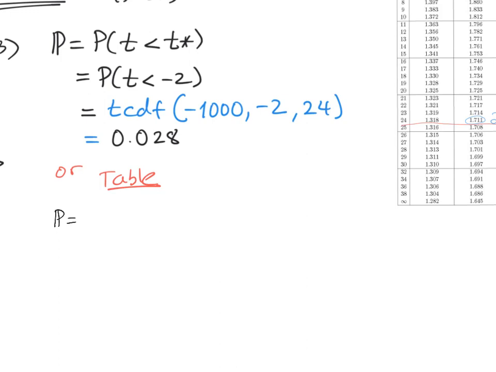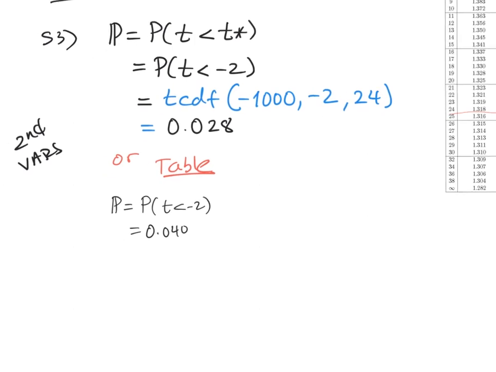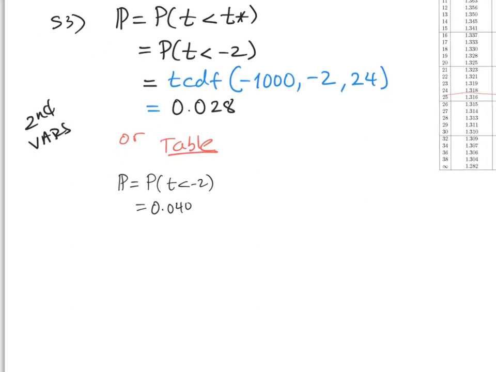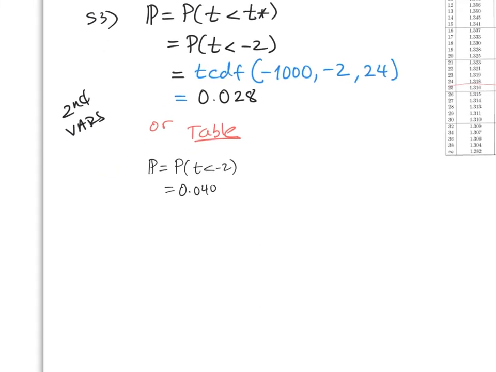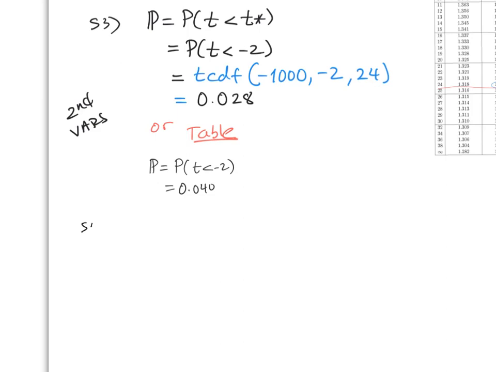0.40. So you can say the p-value is the probability that t is less than -2. So this will be 0.40. That's what you got from the table. And you have the choice to do the table or the calculator. It's up to you. Now, what is the last step we have to do?